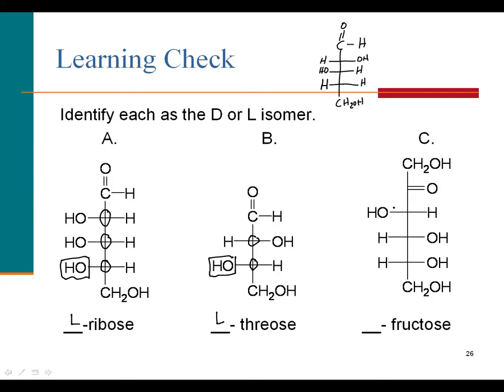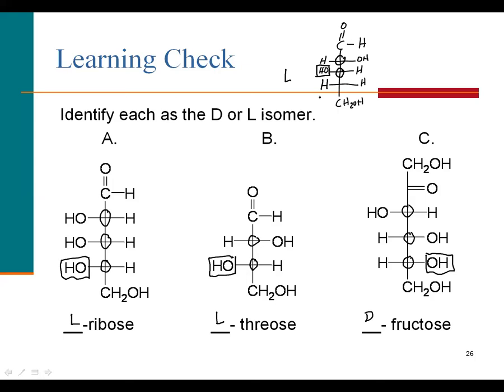And over here, that's a chirocarbon, that's a chirocarbon, and that is the last chirocarbon there. OH group on the right-hand side, so that would be D fructose. And the one I drew, this would be a chirocarbon, this would be a chirocarbon, and that last one here would not be a chirocarbon. Again, it has two hydrogens in this case, which means the last chirocarbon from the top happens to be the OH group over here on the left. So this would be L.